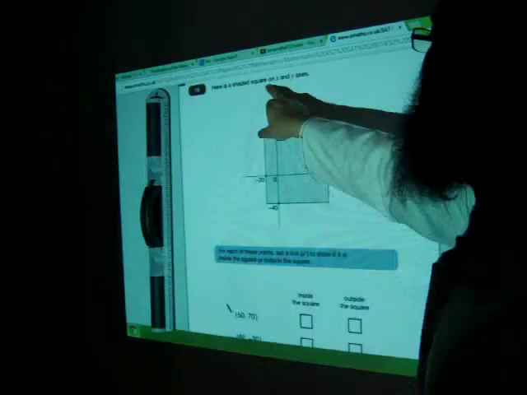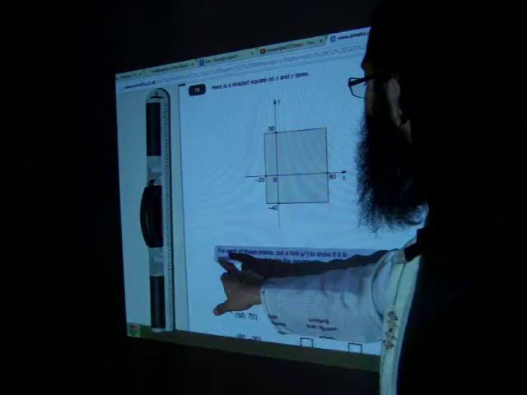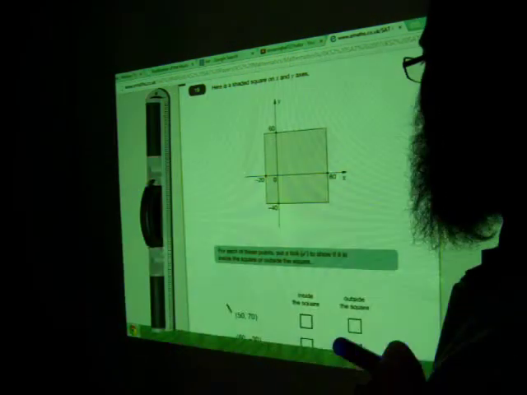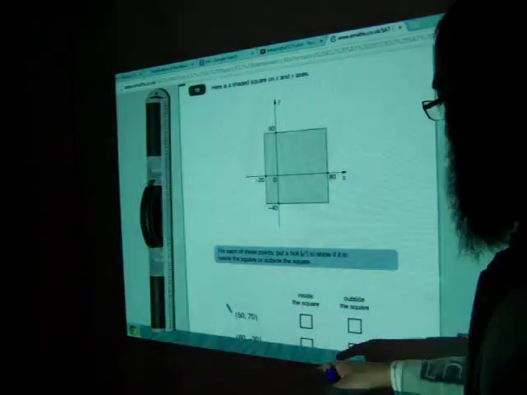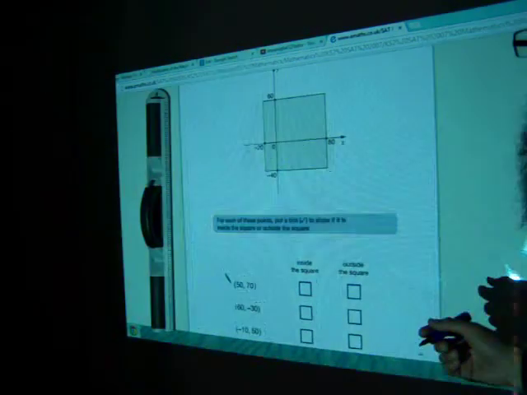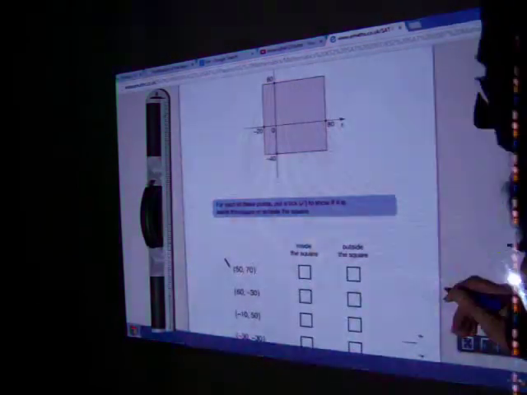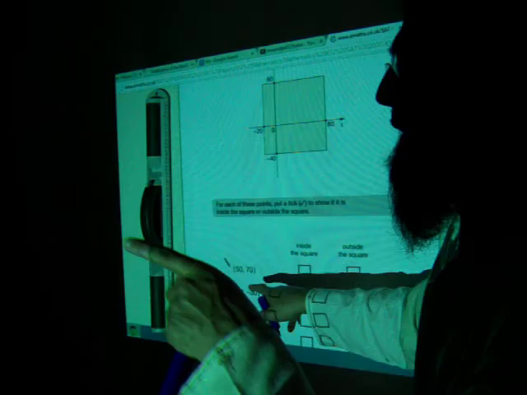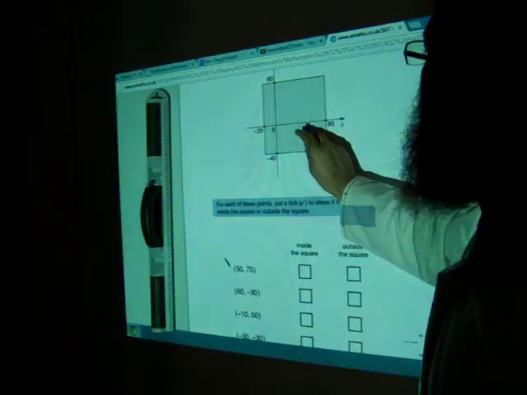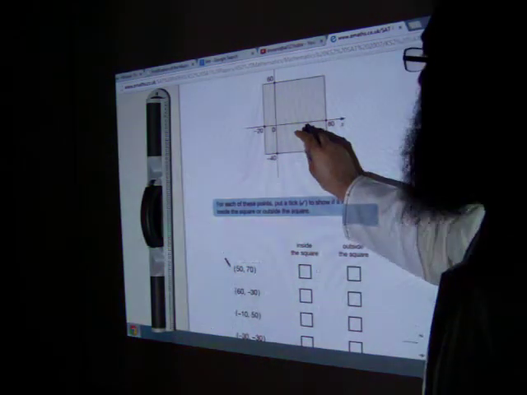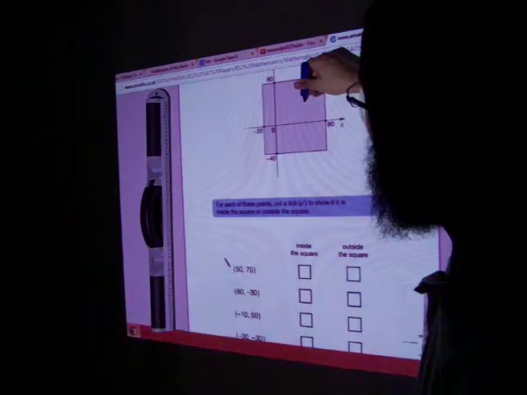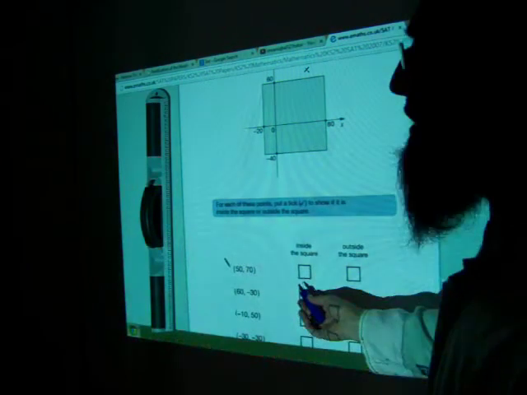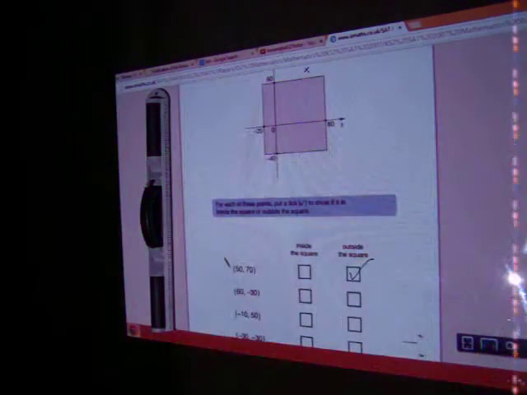Here is a shaded square on x and y axes. For each of these points, put a tick to show it is inside the square or outside the square. We need to go up a bit more. Stop there. Is that the last number on the bottom? Yeah. Okay, 50, 70. So 50 is going to be somewhere around about here. And if you want to go 70, we've got to go higher than 60. So the first one, 50, 70, won't be inside the square, it will be outside.